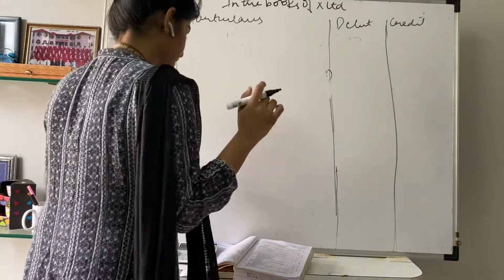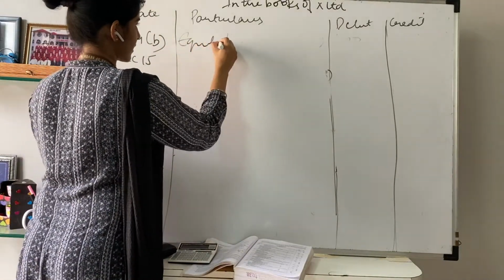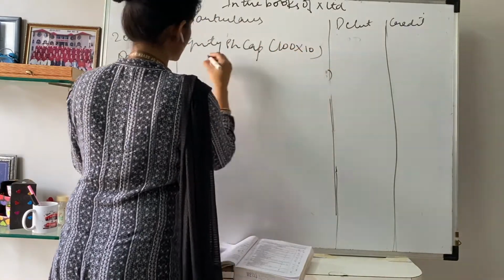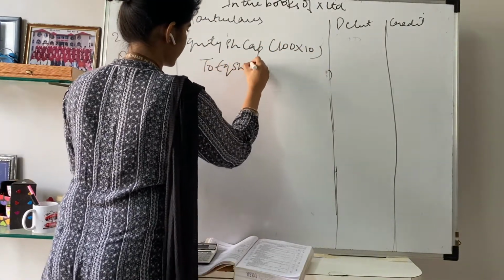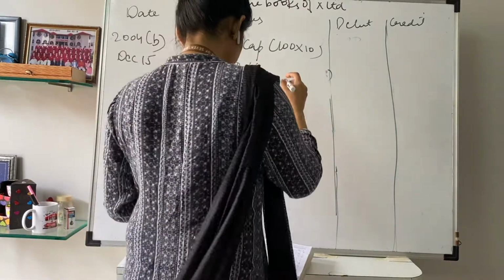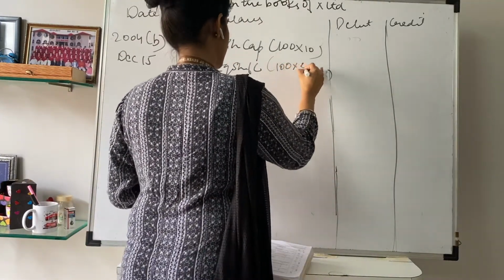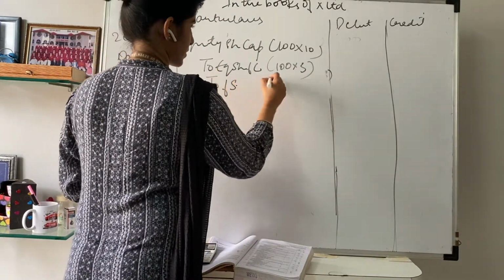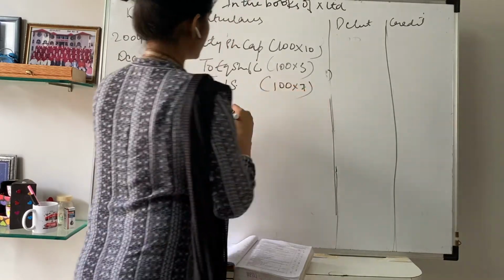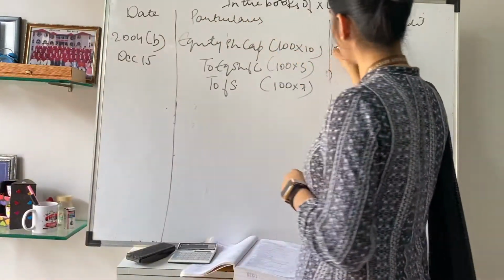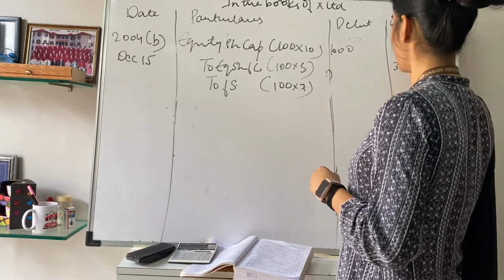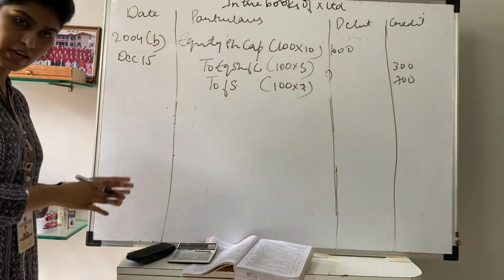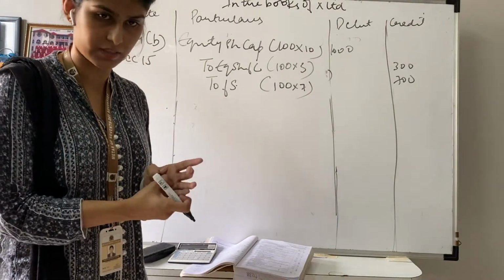Starting again with equity share capital account. 100 into 10, to share not paid, that is equity share final call of rupees 100 into 3. Next is your forfeited shares, 100 into 7. So 100 into 10 is your 1000, here 300 and here 700. So this is the basic entry for the forfeiture. Shares are issued at premium but that will not be part of the same.